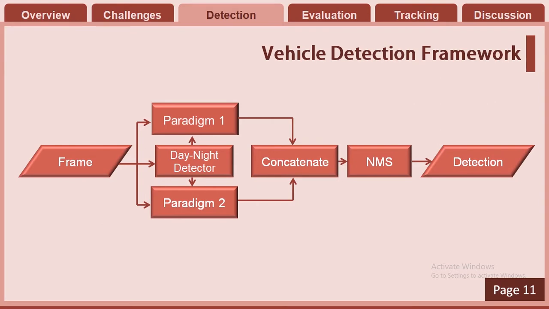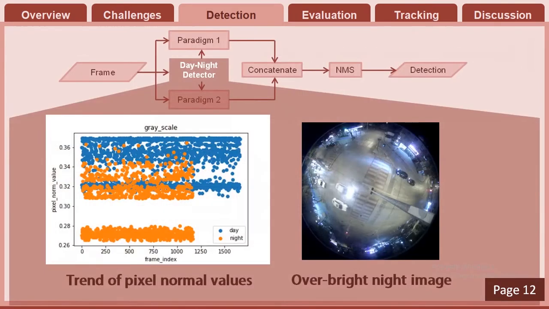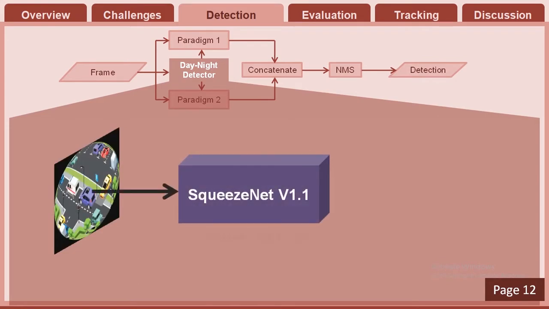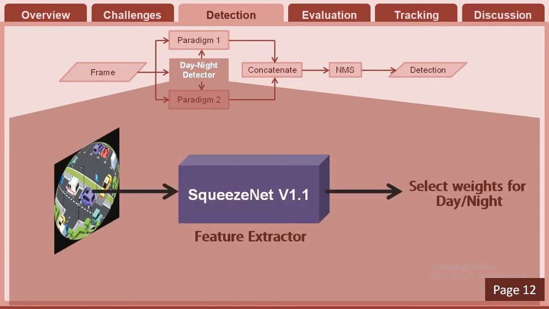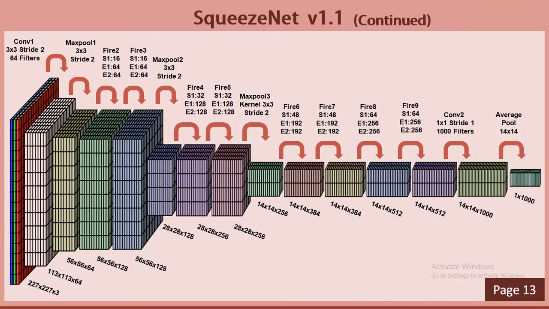To detect whether an input frame is for day or night, we first try to look at the difference of their pixel values. But from the plot, we can see that their distribution overlaps. Therefore, we used a SqueezeNet network to detect the frame as day or night. In this slide, we can see the whole architecture of SqueezeNet block by block.